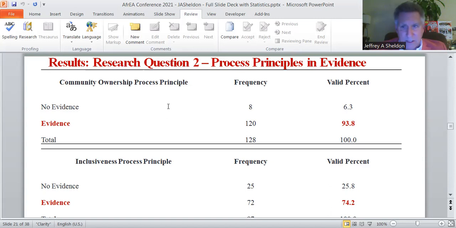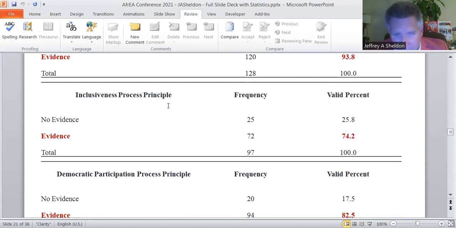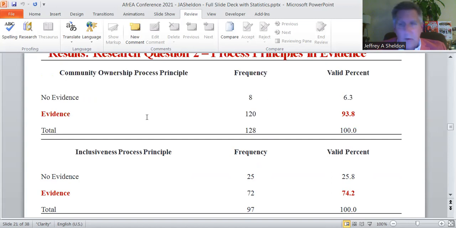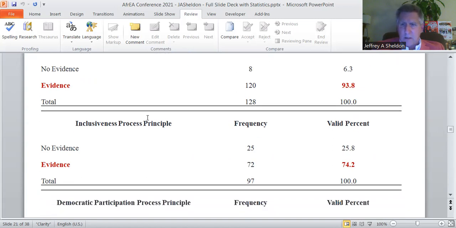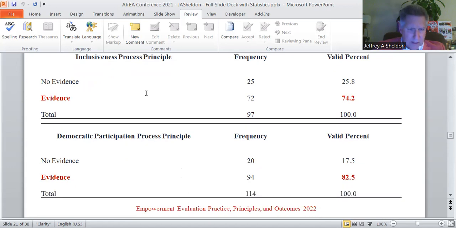So you've got the community ownership principle. 93.8% of evaluators said that was evident. 74.2% said that the inclusiveness process principle was in evidence, which is kind of surprising to me. I would have thought that if you're the evaluator, guiding, mentoring, and coaching evaluation participants through this evaluation, you'd be more focused on who was taking part and who wasn't, who was included and who wasn't included. So that was a little surprising.